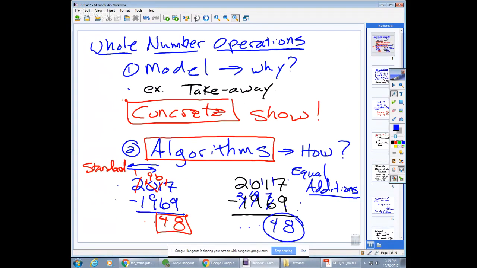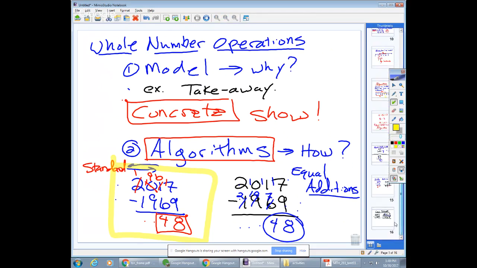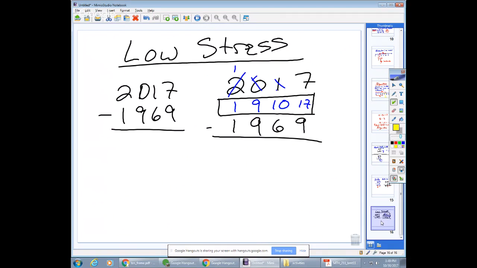There we go. Yeah, so this is kind of messy over here. And any kid that has trouble focusing is going to struggle with that mess. So this is a solution some books use to try and make it a little neater. And so then we can come down and say 17, take away 9. That's our 8. 10 minus 6 is 4, and then 19 minus 19 is 0. And so it's just our 48 there. That's called the low stress element.